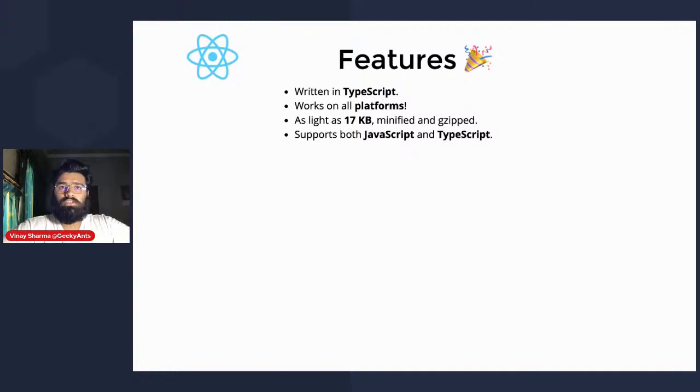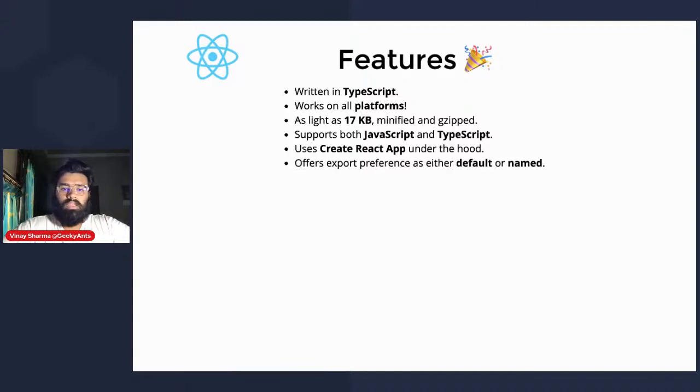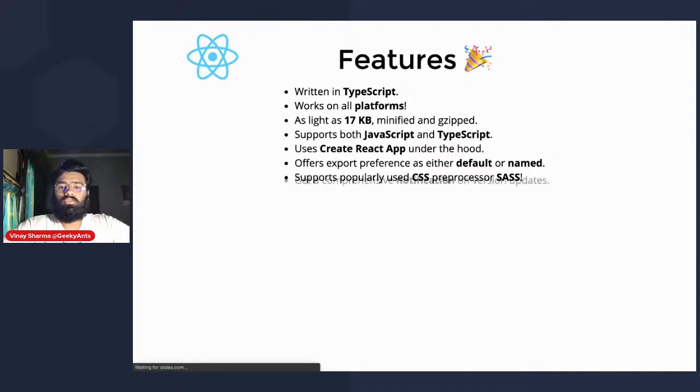Usually developers prefer to work with TypeScript or JavaScript based on their preference when they're working with a React app. So you can choose which language you want to scaffold the React app in, and it uses Create React App under the hood, so you're getting the best boilerplate code pre-written. It offers export preference. Again, it's totally the developer's choice if they want to go ahead with default exports or named exports. And it also supports the popularly used CSS preprocessor Sass. When you choose this option, you can scaffold the entire application with SCSS support.